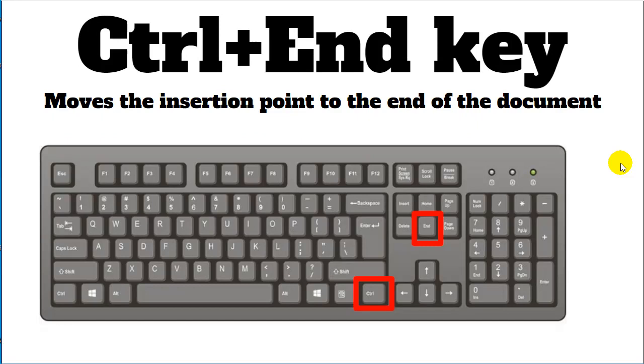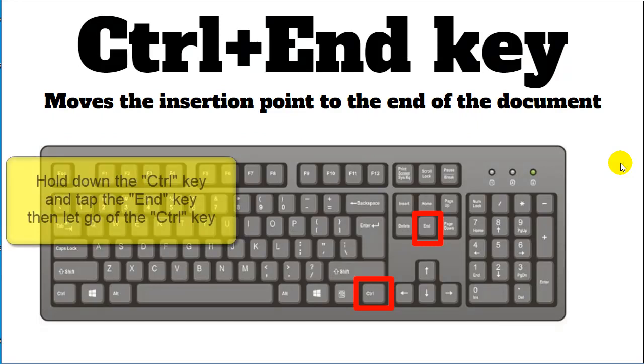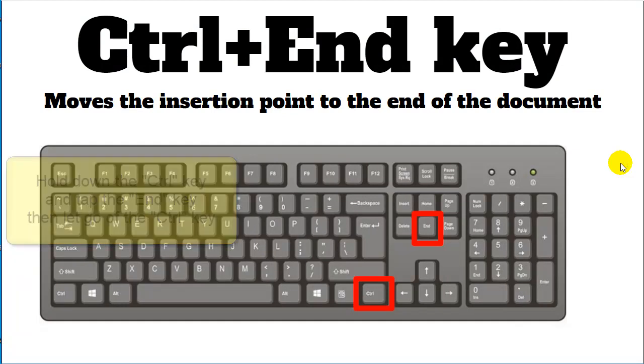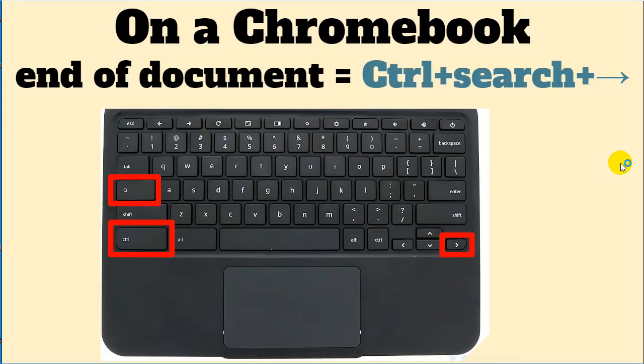If you use the Control End key combination, you'll move to the end of the document. Even if it has 300 pages, it'll still move to the bottom of page 300. On a Chromebook, to move to the end of the document is Control, Search, right arrow.